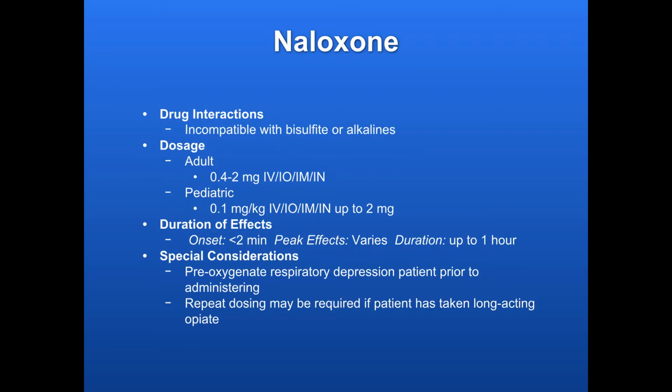Like we mentioned, it is incompatible with bisulfites and alkalines. The dosage for most adults is going to be 0.4 milligrams up to 2 milligrams, IV, IO, IM, IN, however you need to give it. For the kiddos, we usually start at 0.1 milligram per kilogram, and the max is going to be 2 milligrams. So they usually get pretty close to or the same as an adult for the dosing.